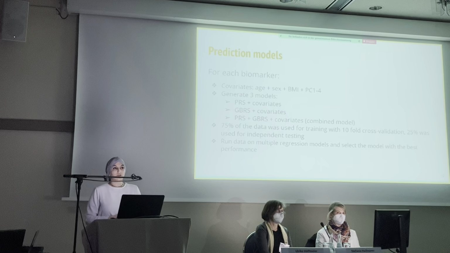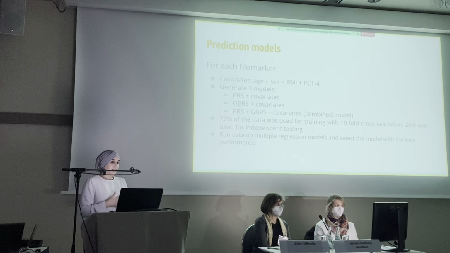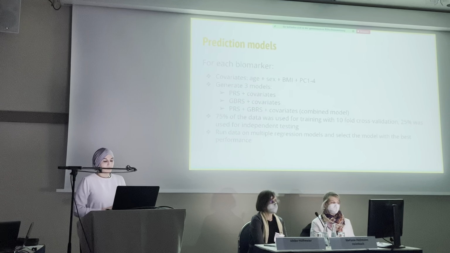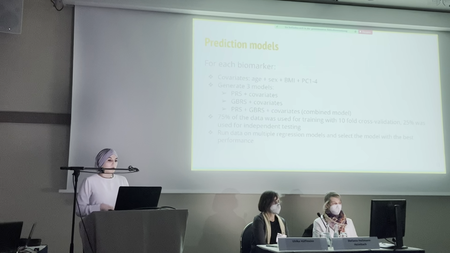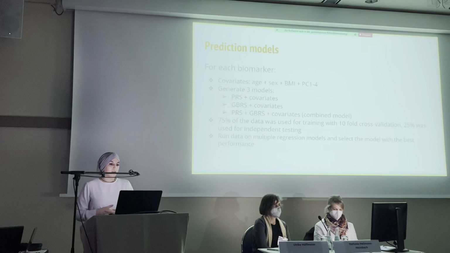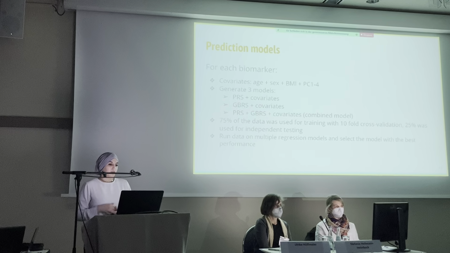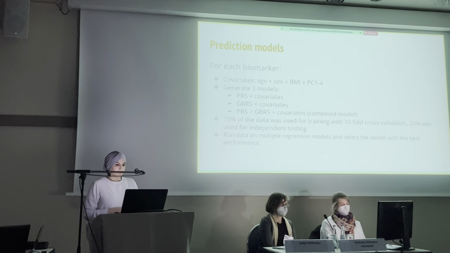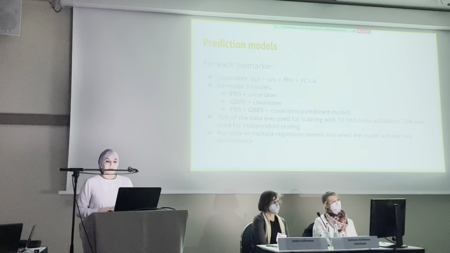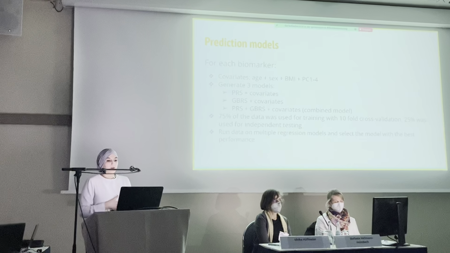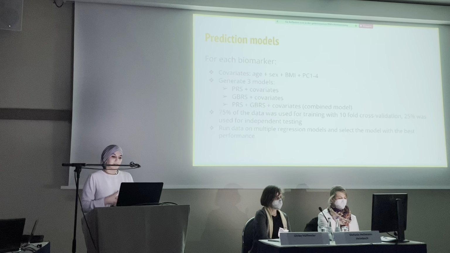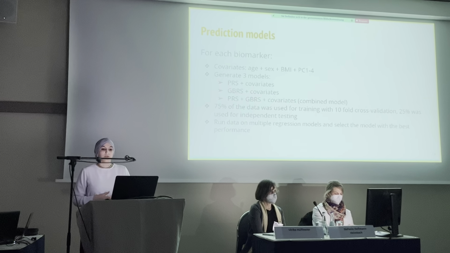So then we created prediction models for each biomarker. Each biomarker had the same covariates: age, sex, BMI, and the first four genetic principal components. And we generated 3 different models. One was with the BRS and the covariates, one with the gene-based risk score and the covariates, and then one combined model with BRS, GBRS, and the covariates. We used 75% of the data for training with 10-fold cross-validation, and the remaining 25% for independent testing. And then we ran this on multiple regression models and selected the model with the best performance.